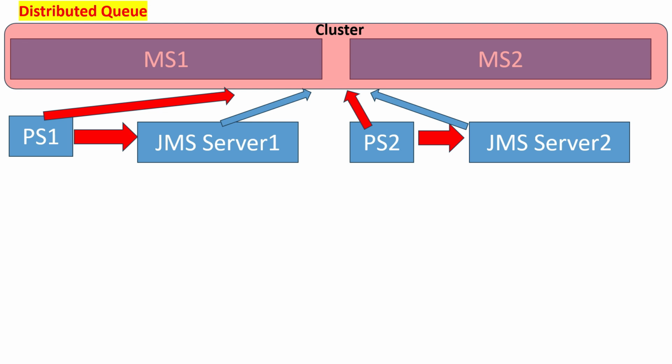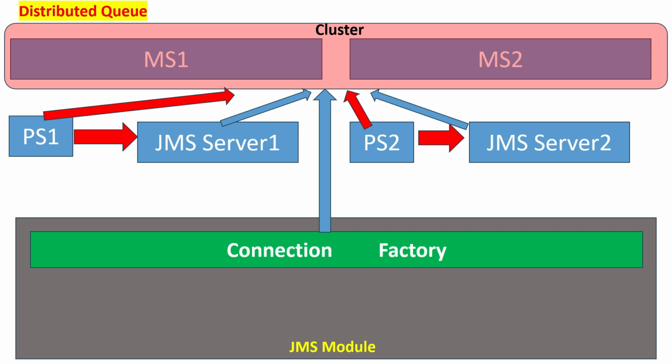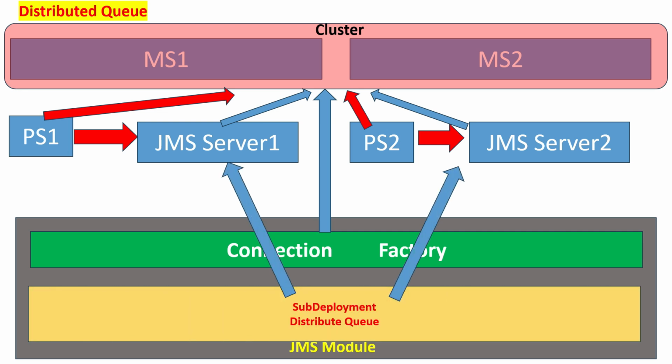So what is the difference we have seen so far between the queue and the distributed queue? When we create the persistent store, you can target it either to the JMS server directly or to the cluster. And when we create the JMS server, you can directly target the JMS server to the cluster instead of one-to-one mapping with the managed server. Then go for the creation of the JMS module. Then create a connection factory and target it to the cluster so that it is accessible for each and every application.